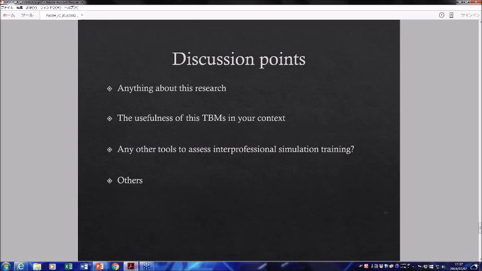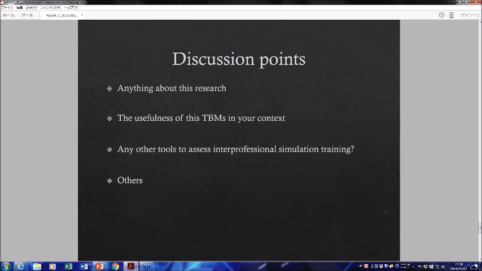And the next one, the usefulness of these TBMs in your context. If you have any experience with team training or interprofessional training, maybe you have had difficulty finding a specific or appropriate assessment tool. So if you can make TBMs in your context, is it useful or not? I'd like to discuss. The next one is any other tools to assess interprofessional simulation training.